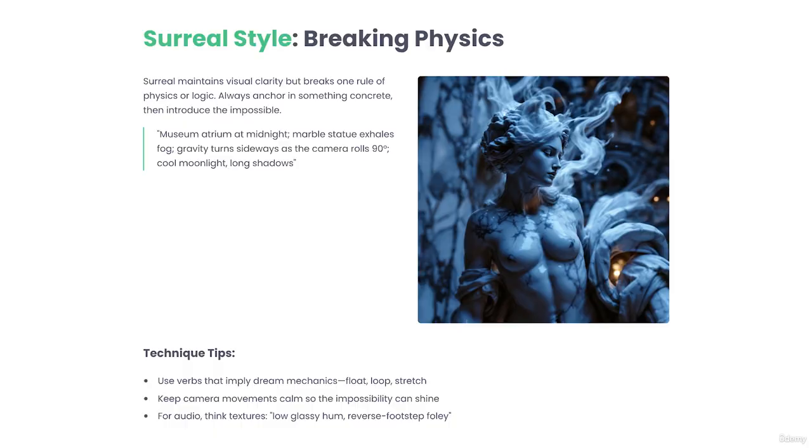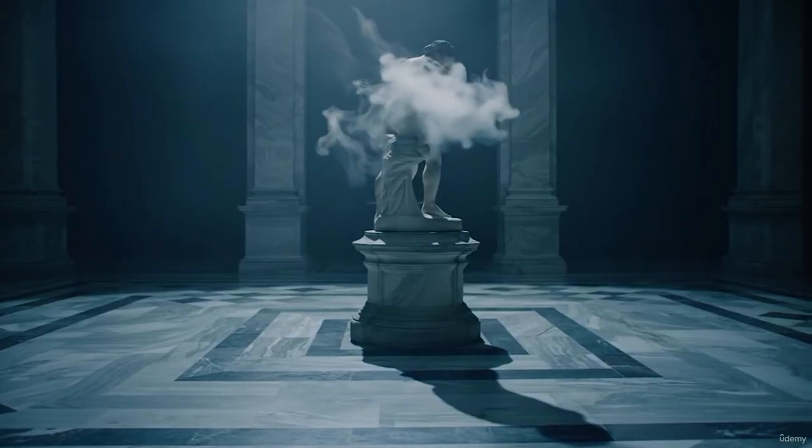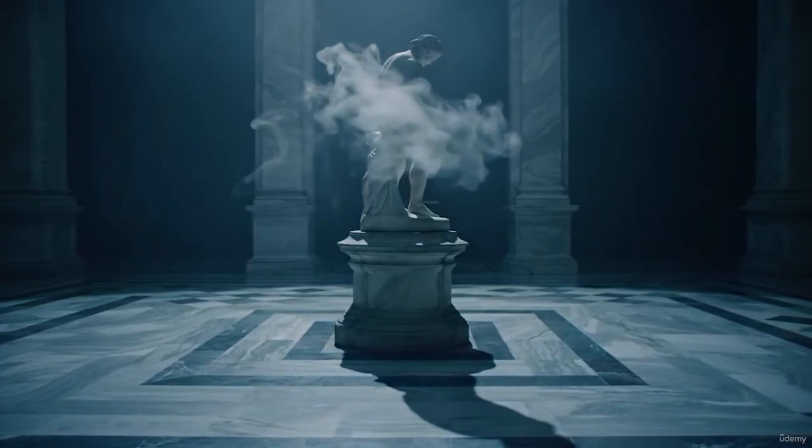Surreal keeps the same visual clarity but breaks physics or logic. Anchor it in something concrete, then bend one rule. Museum atrium at midnight, marble statue exhales fog, gravity turns sideways as the camera rolls 90 degrees, cool moonlight, long shadows. Use verbs that imply dream mechanics, float, loop, stretch, and a calm camera so the impossibility can shine. If sound is on, think textures, low glassy hum, reverse footstep foley.